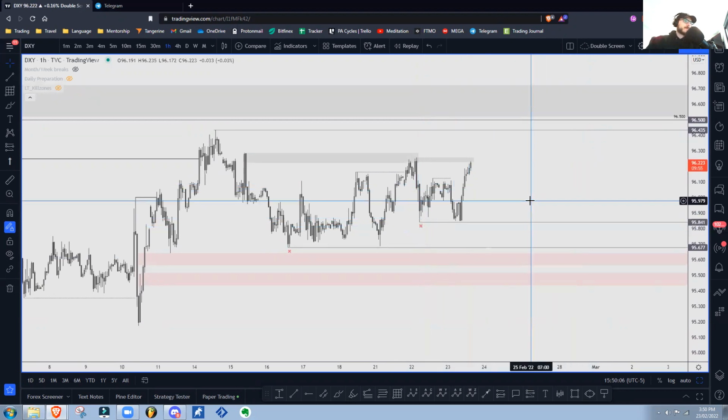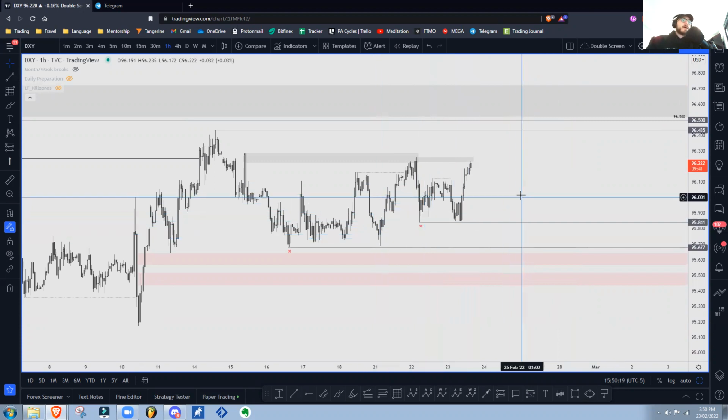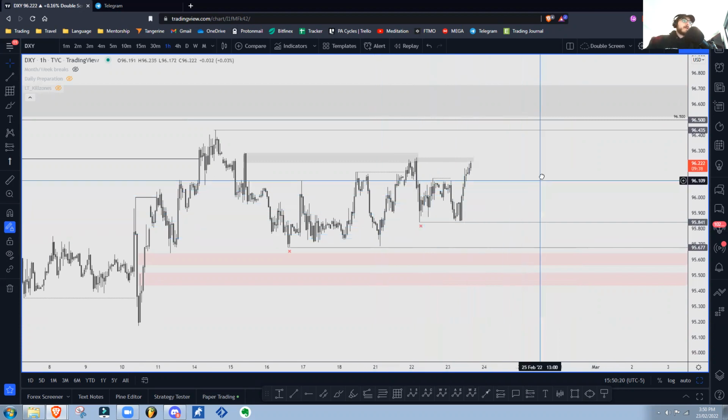So hopefully you guys get something out of it, and we can see where I went wrong, and hopefully that aids in your future decisions. You can say, okay, he was wrong here, maybe I can extract some sort of lesson from that. So this was dollar index.